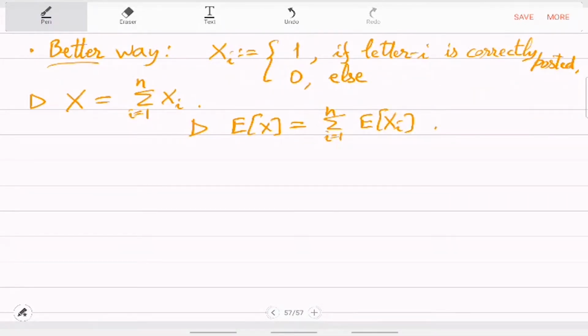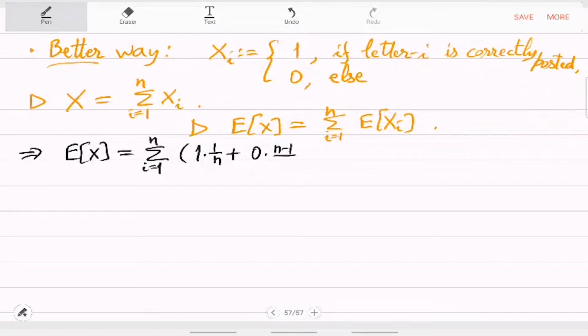So, what is that? This implies that expectation of X is, so expectation of Xi is essentially the following expression. It will be 1 if the letter i is correctly posted, and what is the probability of that? It is unique, right. It is just one case, 1 over n, and 0 otherwise, which is n minus 1 over n. So, that gives you 1. Okay, that is the answer.